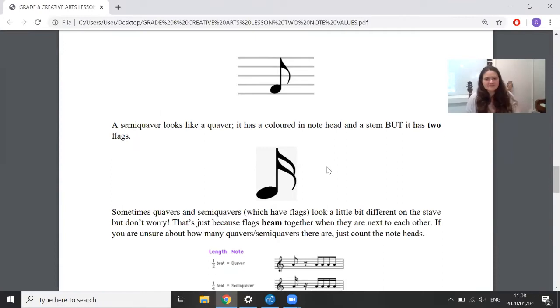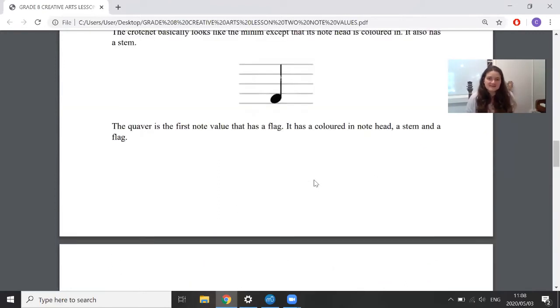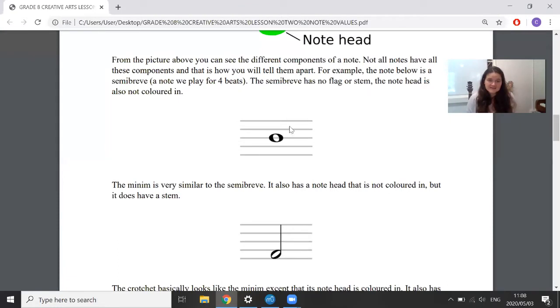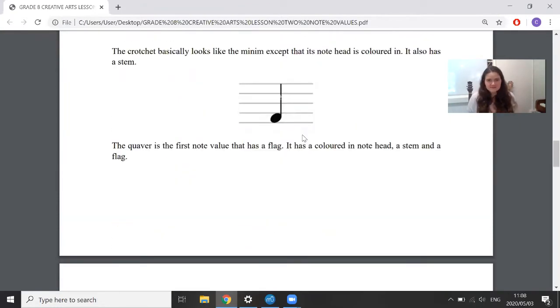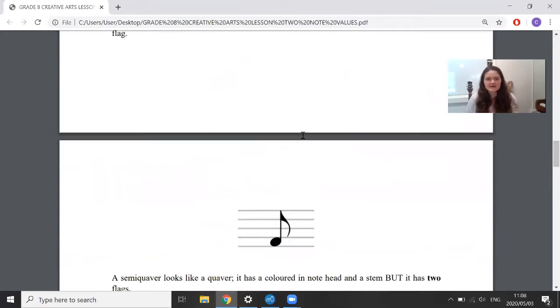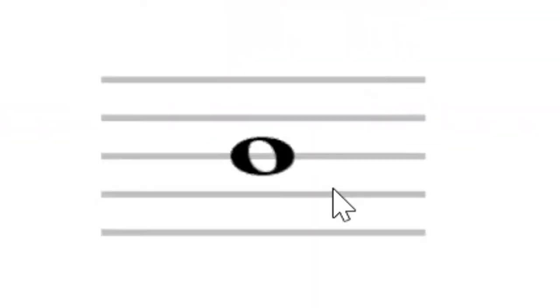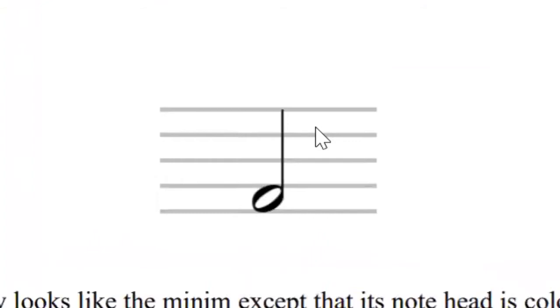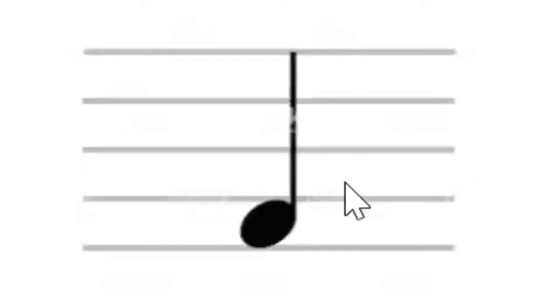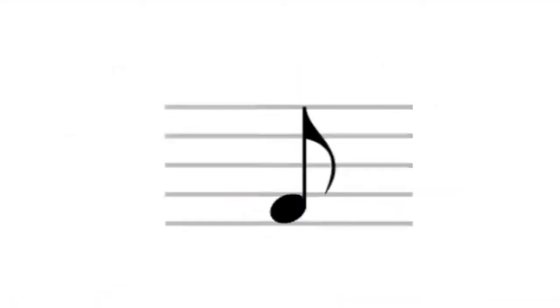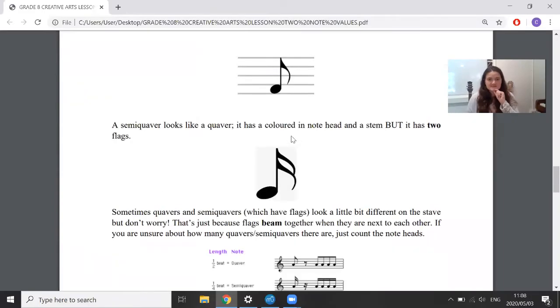I'm saying all sorts of things like they look the same, but if you compare, here's our semi-quaver, the quickest one that we've learned about. And if you go all the way up, you can see our semi-breve, and they look very different, even though every time I say they look similar. So they change as they go down. So remember, semi-breve, 4 beats, minim, 2 beats, our crotchet, 1 beat, quaver, half a beat, and our semi-quaver, a quarter of a beat.